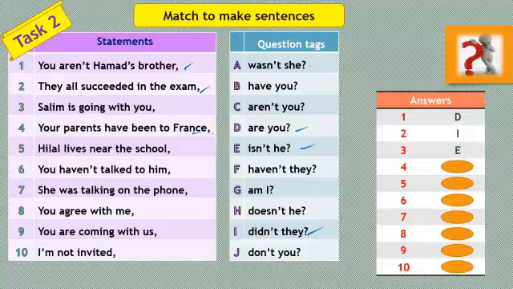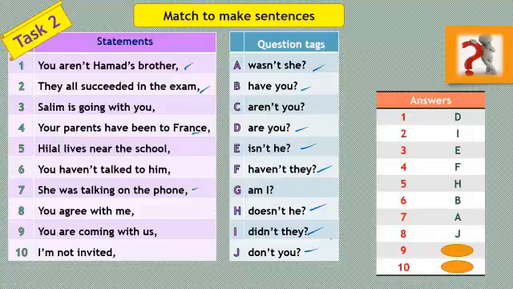Number 4, your parents have been to France, haven't they? F. Number 5, Hilal lives near the school, doesn't he? H. Number 6, you haven't talked to him, have you? B. Number 7, she was talking on the phone, wasn't she? A. Number 8, you agree with me, don't you? J. Number 9, you're coming with us, aren't you? C. And last one, 10, I'm not invited, am I?